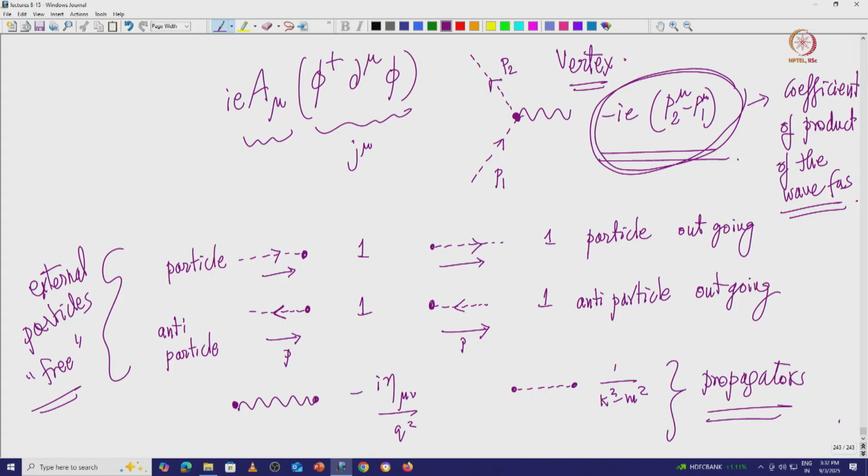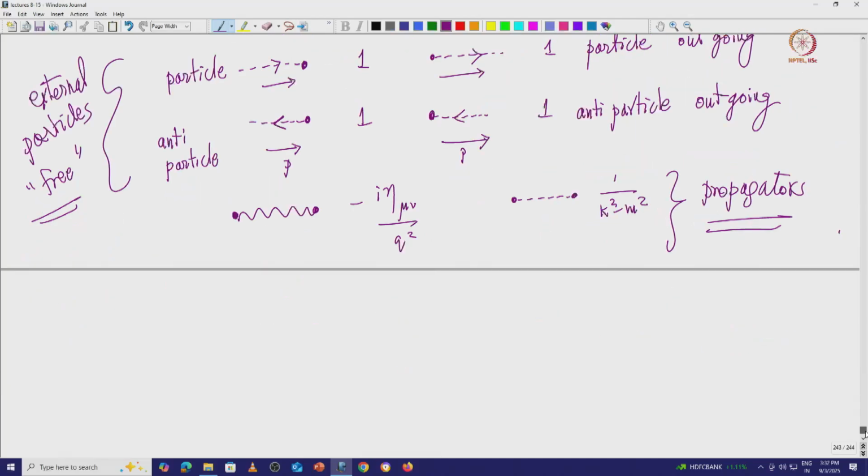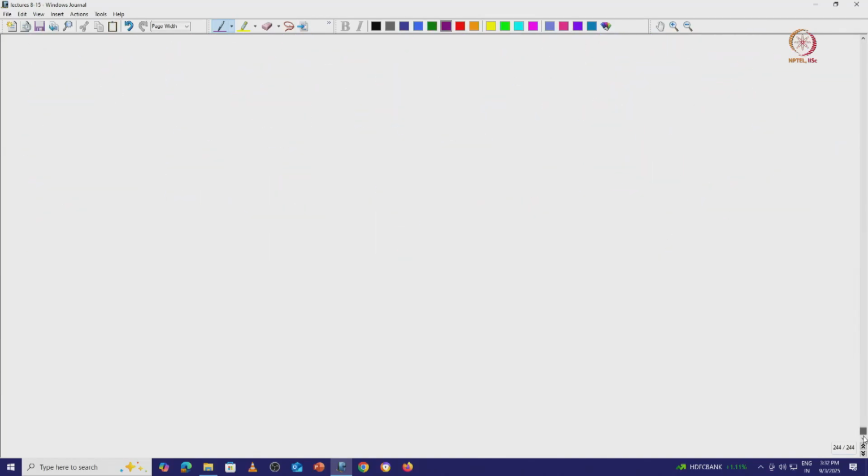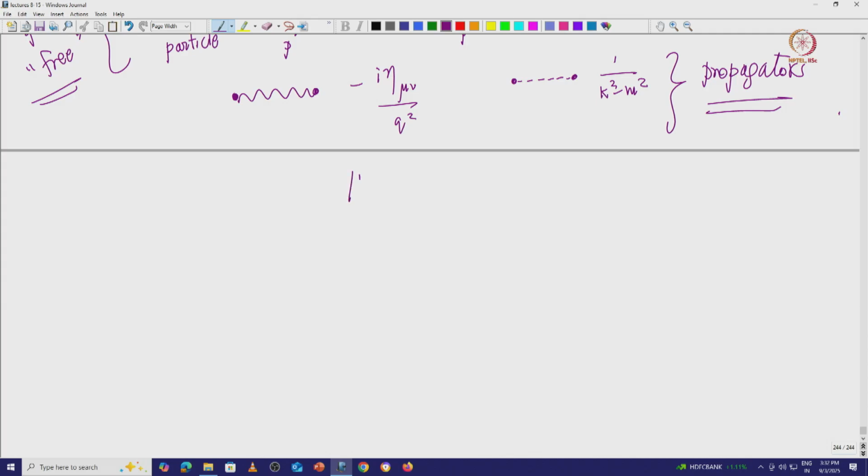Now with all this, we are ready to calculate a simple process like pi plus pi minus. Let us start with an even simpler process. I said we will start with pi plus pi minus going to pi plus pi minus, but we can also start with something simpler. Anyway, let us do this pi plus pi minus going into pi plus pi minus.